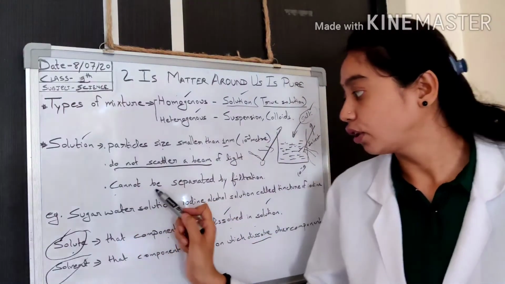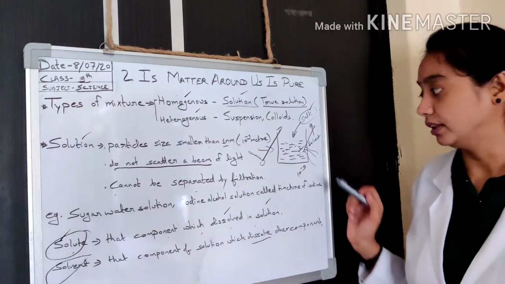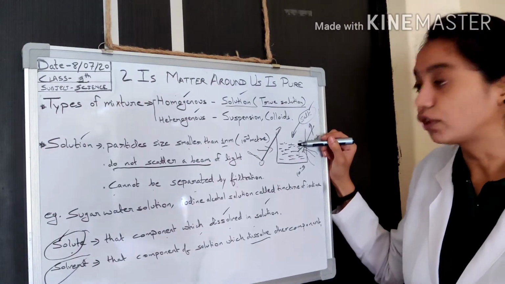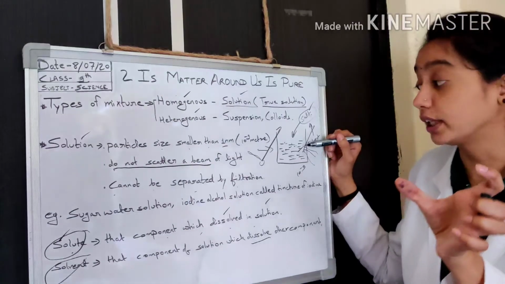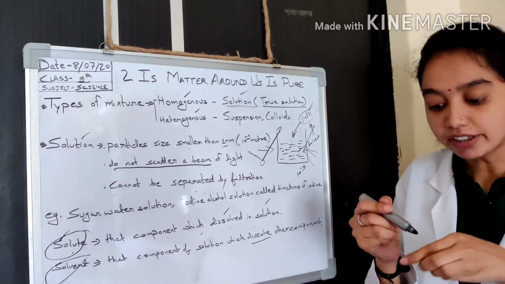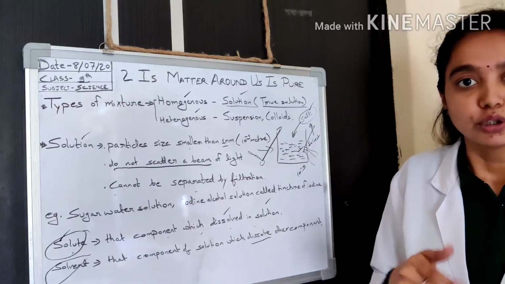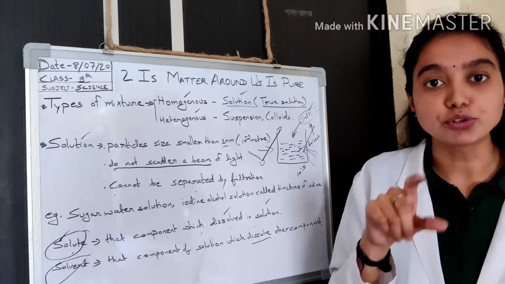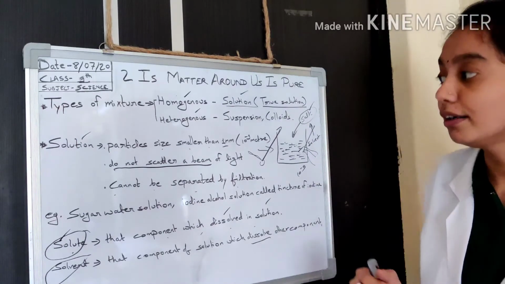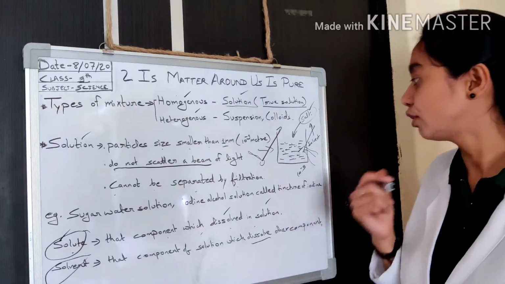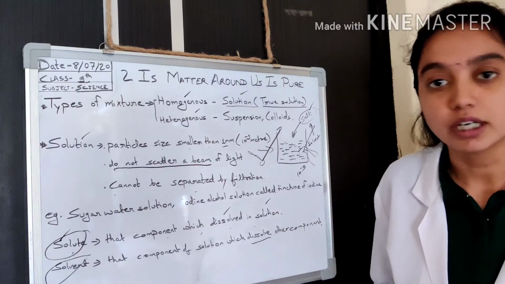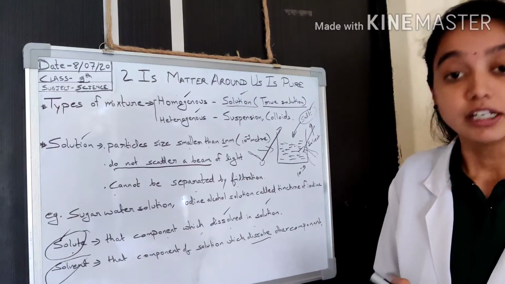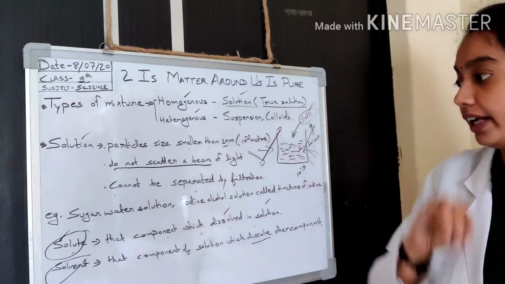The next property is that it cannot be separated by filtration. This means the particles of a true solution cannot be separated by filtration. Can you separate a sugar solution? No, you can't separate a sugar solution. You can't separate sugar from the water by filtering it.